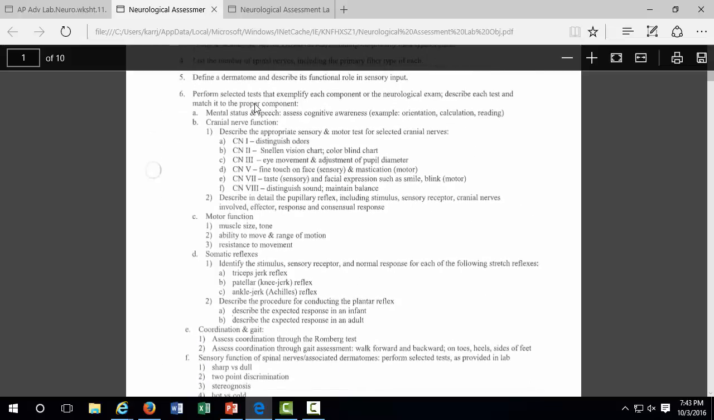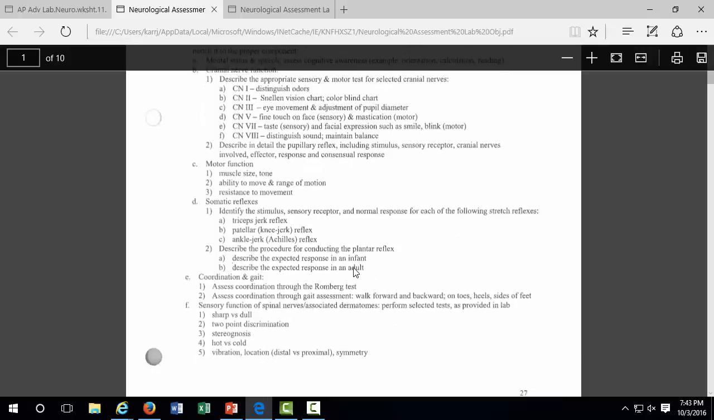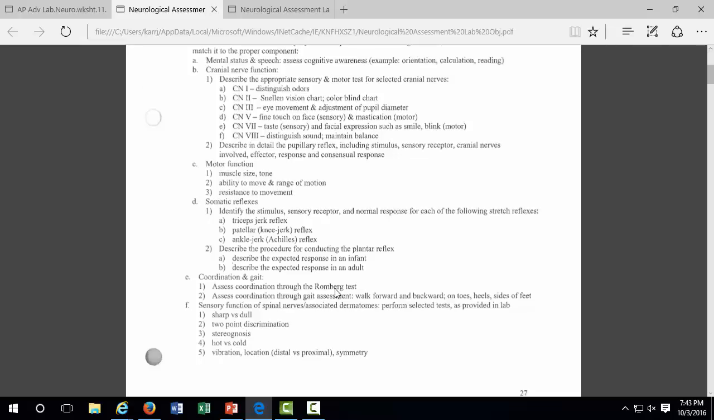The different tests, you can watch the video. We talked about the different reflexes. We talked about the arc, the reflex arc, the components of it. Talked about the response of the plantar reflex in an infant versus an adult. We looked at what the Romberg test is. And then we talked about sensory function and the stereognosis bags, where you're just feeling for different objects.